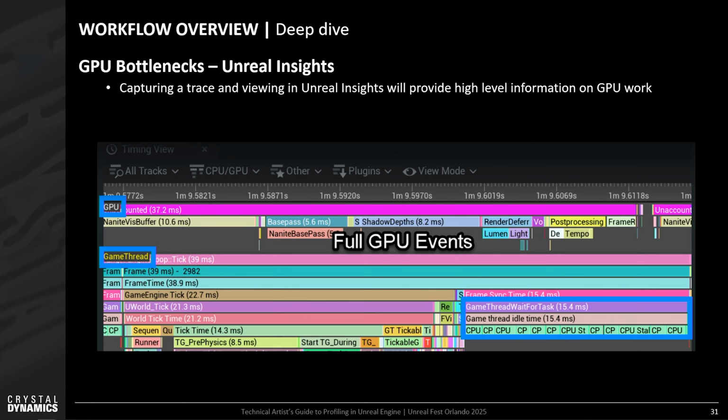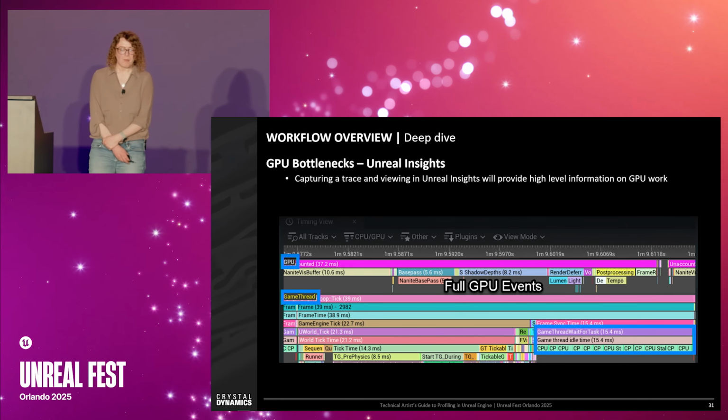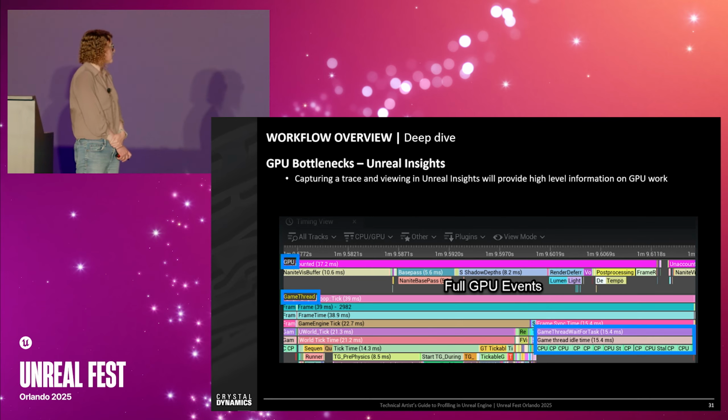Moving along to GPU bottlenecks, we can also see issues in Unreal Insights. Capturing a trace and viewing here will provide a high-level amount of information on GPU work. So again, we're going to confirm our bottlenecks. We look at the GPU thread, looks pretty busy. Then we look down at the game thread, and I see game thread wait for task, game thread idle time, and then CPU, a bunch of little CPU stalls. So this indicates to me that the issue is the GPU. But there isn't a ton of information in here.